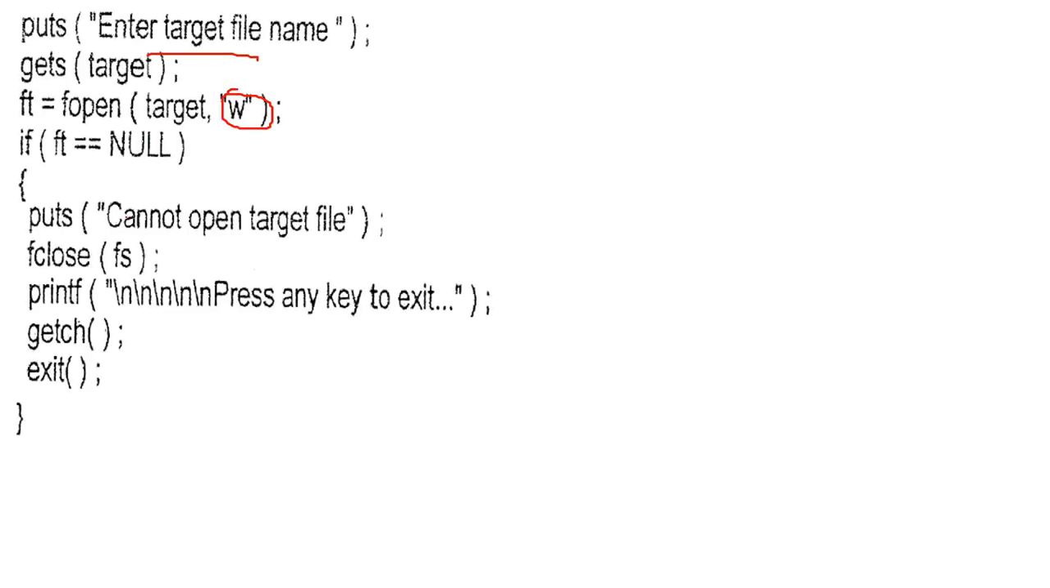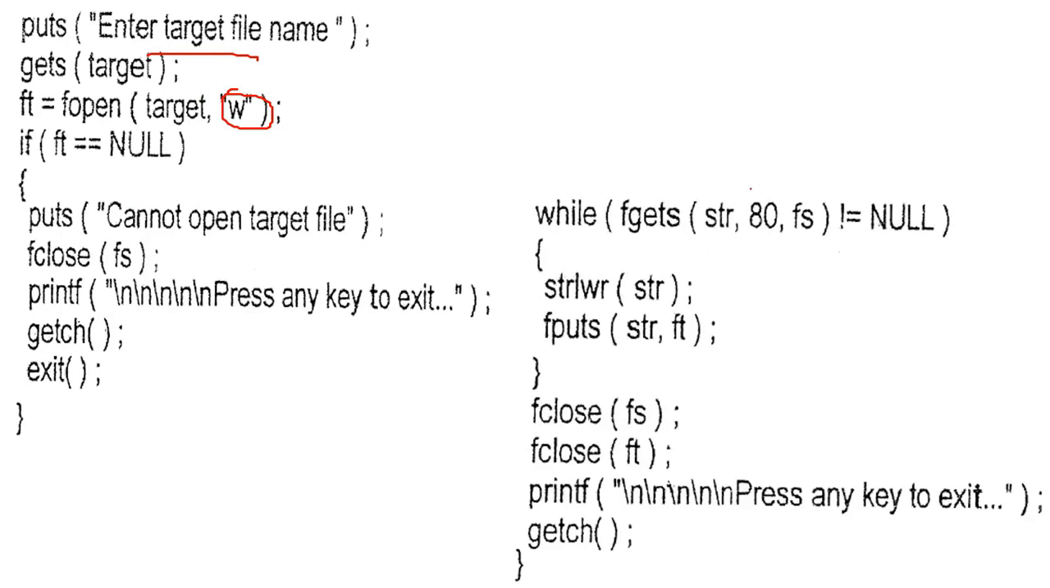Then this is the logic. What we will do, we'll take it one by one chunk. We'll use a function strlwr. This str, we feed inside, and the converted version we will transfer to the FT. We close fs and FT. This is how it is done.